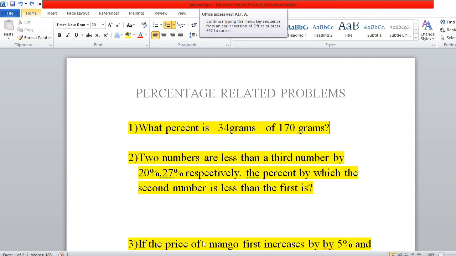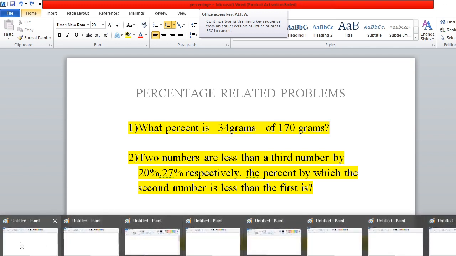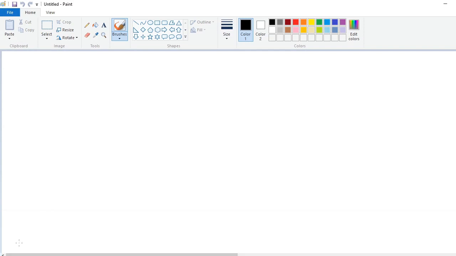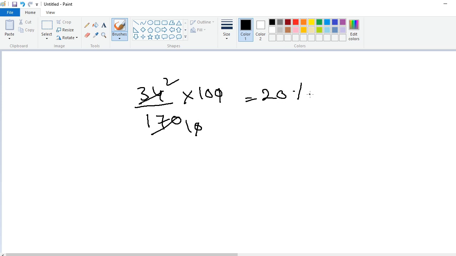So the first question: what percent is 34 grams of 170 grams? It's a very easy question. Here, after "of" comes 170, so 170 should be in the denominator and 34 in the numerator, multiplied by 100. 17 twos are 34 and 17 tens are 170. The zero cancels, so the answer is 20%.